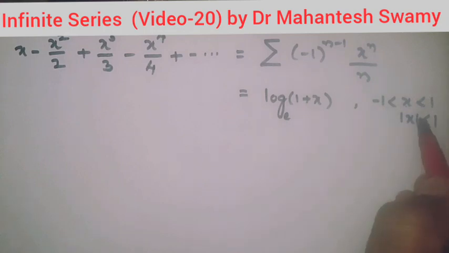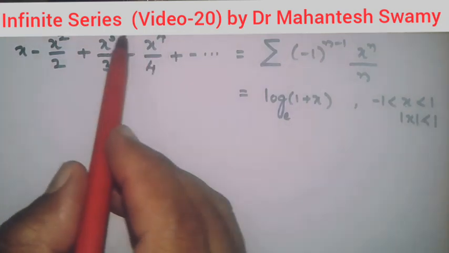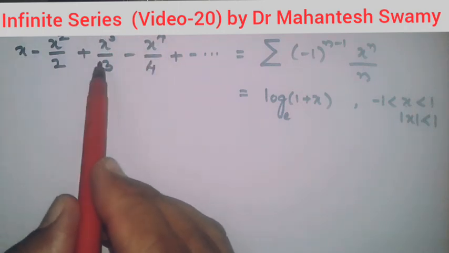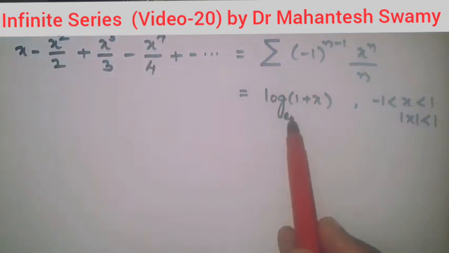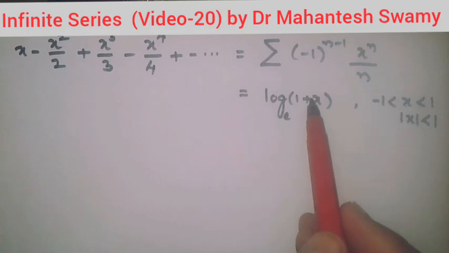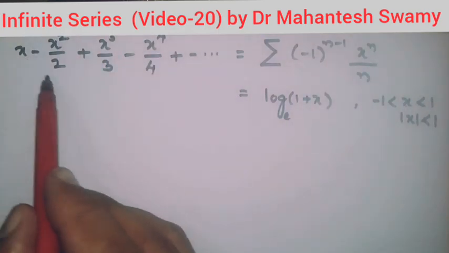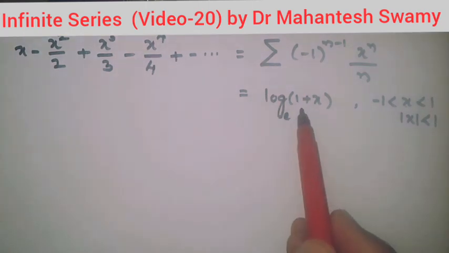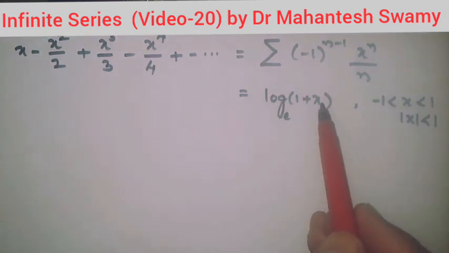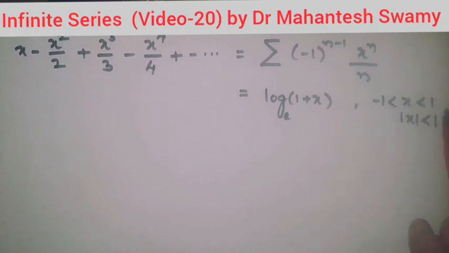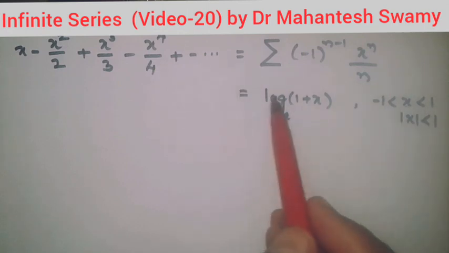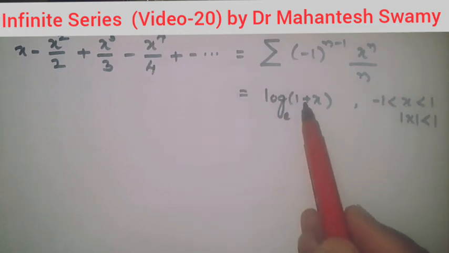So for the values of x in the interval -1 to 1, the given alternating series, which we call the logarithmic series, is convergent, and therefore we take the value of this alternating series as log of 1 plus x for every x belonging to the interval -1 to 1. Now we shall see some special cases where this logarithmic series takes particular forms.